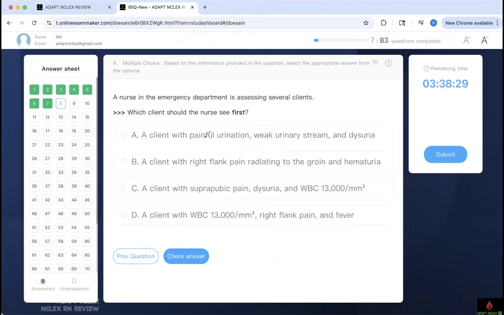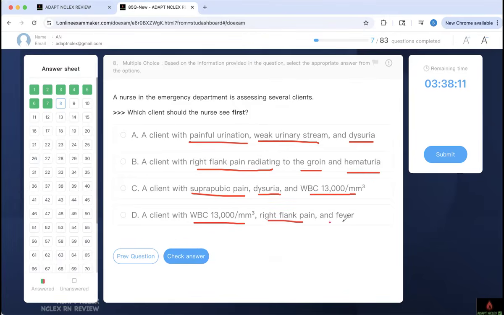What do you see? The client with painful urination and weak urine stream, dysuria. Client with right flank pain radiating to the groin and hematuria. I have suprapubic pain, dysuria, and a white count of 13,000. And right flank pain and fever. This is urinary pathology. This is a kidney nephrology question, but there is a priority because they all sound the same, but they are not. Pick your answer. Let me know. Keep your track. Number 8. Let's figure it out.